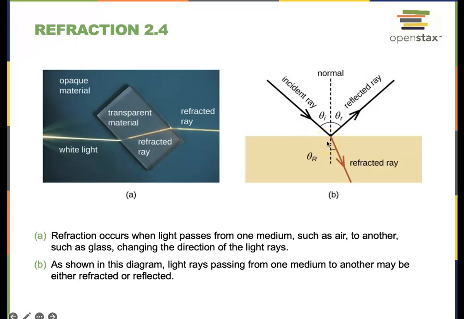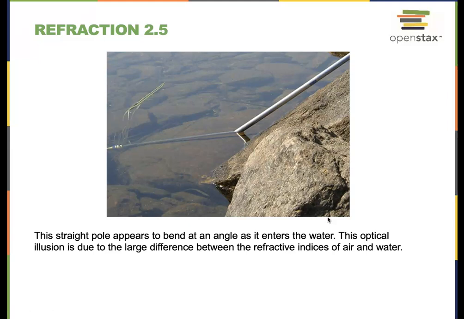Another word we want to know is reflect, right? So the refracted light goes through the medium. It bends slightly away from its original trajectory. And then another word is reflected, where the light just bounces off that surface. So one can be refracted, and some of it can be reflected. This is just a cool picture of a pole looking bent, but it's actually straight as it goes into water, because the refractive indices of air and water are different.